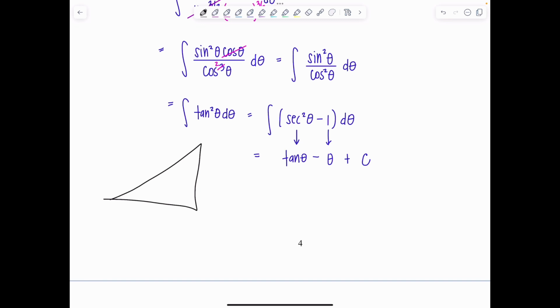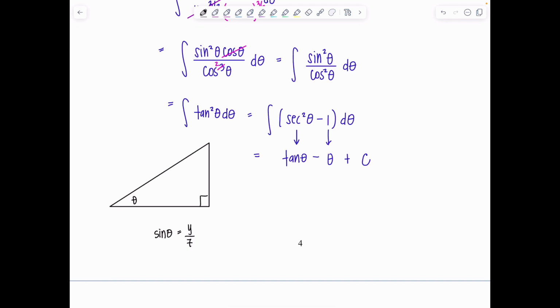So sine of theta is y over 7. Usually this app knows I'm making a triangle. That's the ratio of the opposite over hypotenuse side. I can find the missing side using the Pythagorean theorem. So it's going to be the square root of 49 minus y squared. And yes, we saw that expression in the original integral. That's not a coincidence. That will happen all the time.